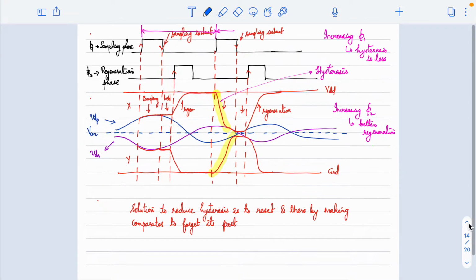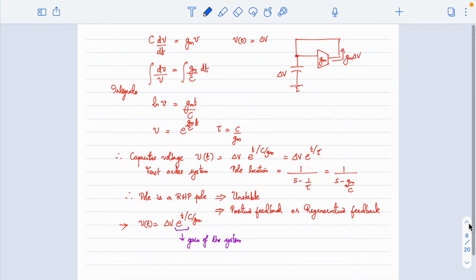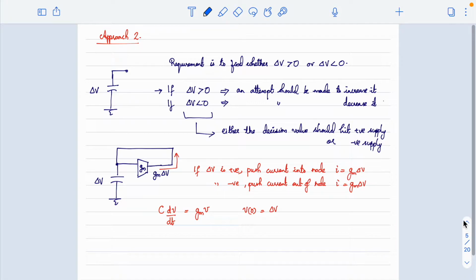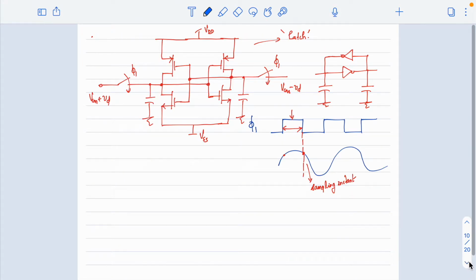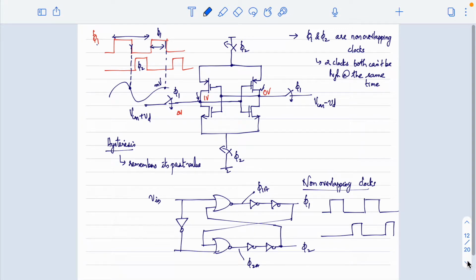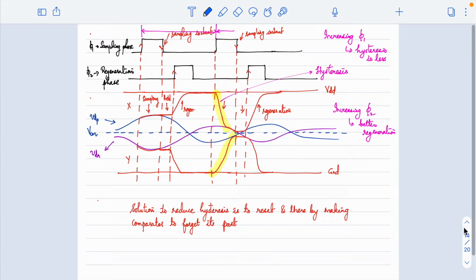So we were discussing comparators, and in the previous class we discussed one comparator based on the idea that we have developed from here. In continuation with that, we were discussing clocked comparators, and in continuation we'll discuss one more type of comparator in today's class.